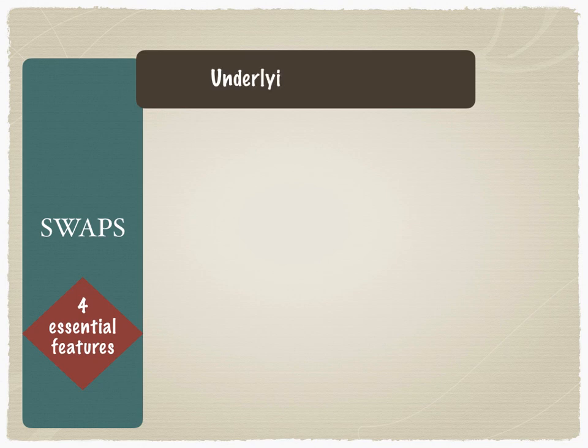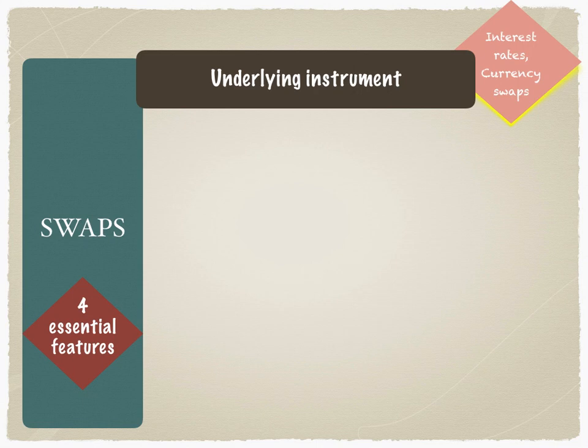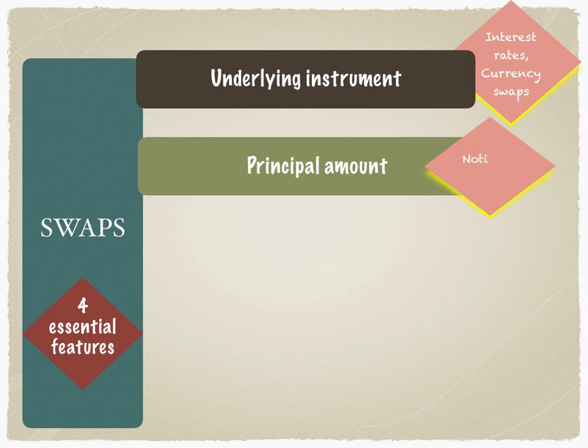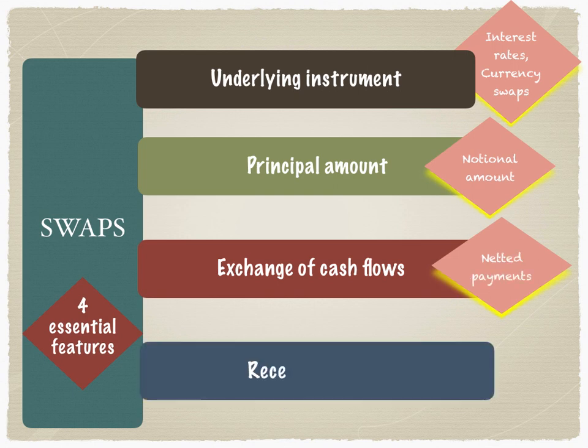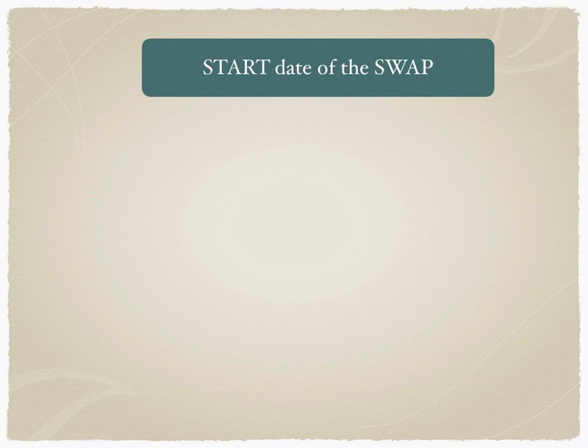Four essential features of every swap. There is an underlying instrument. The underlying instrument could be interest rates or currency swaps, because a swap is a derivative instrument. The principal amount is also called the notional amount, and this principal amount in a currency swap gets exchanged and re-exchanged at the same rate. So there's no FX risk in the re-exchange of the principal amount. There's an exchange of cash flows which is also netted off, and this happens at predetermined frequencies. There is a receiver and a payer in a swap, not a buyer or a seller.